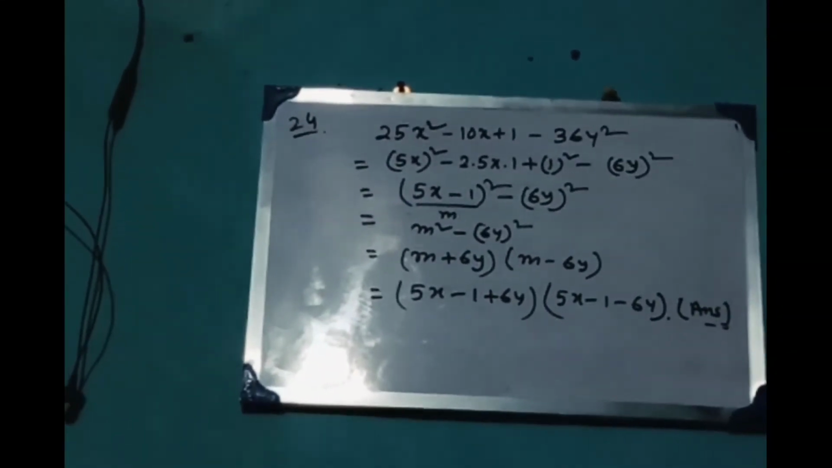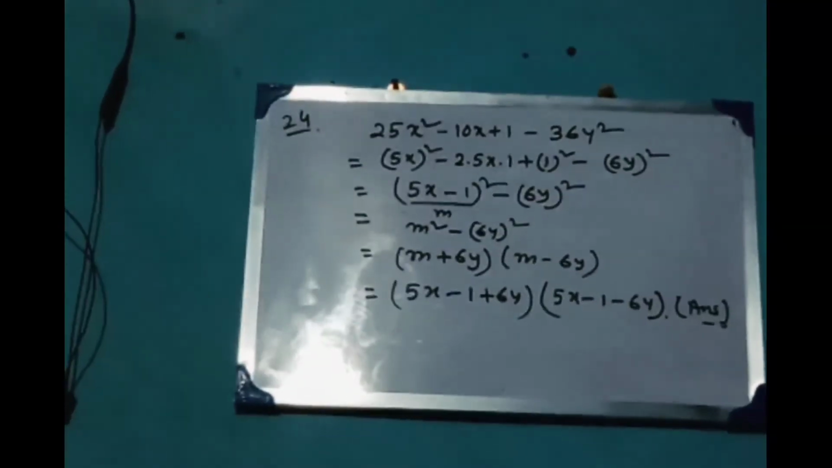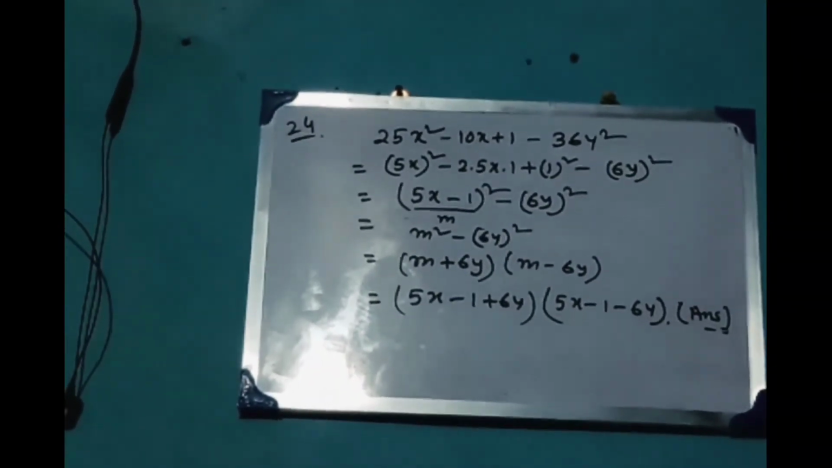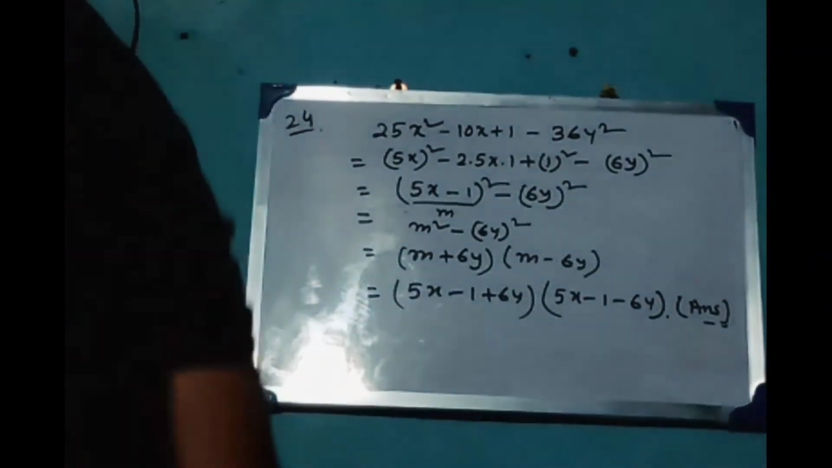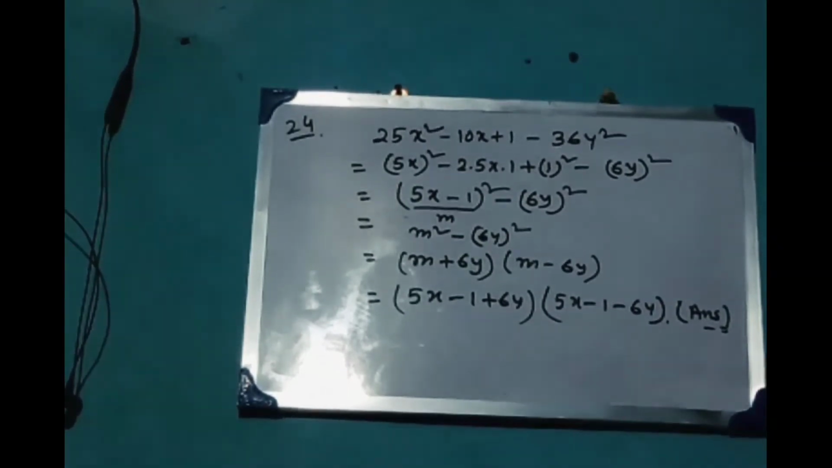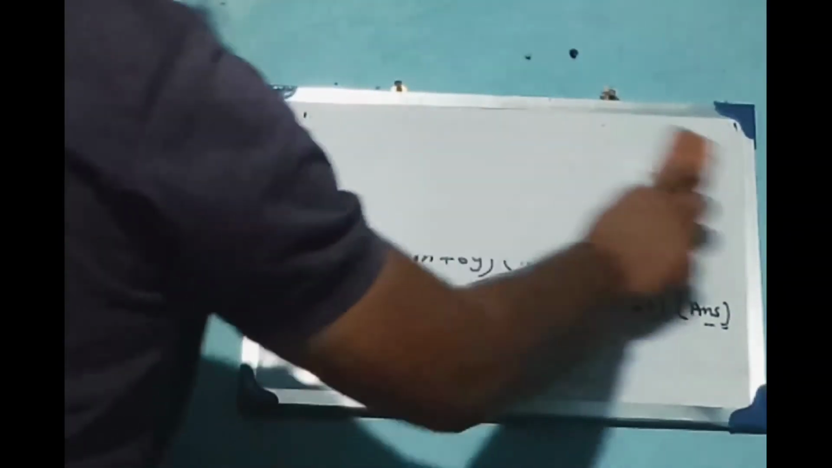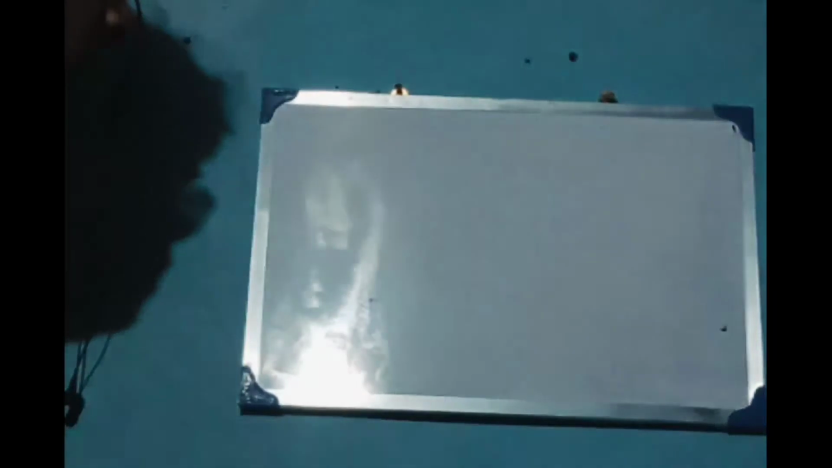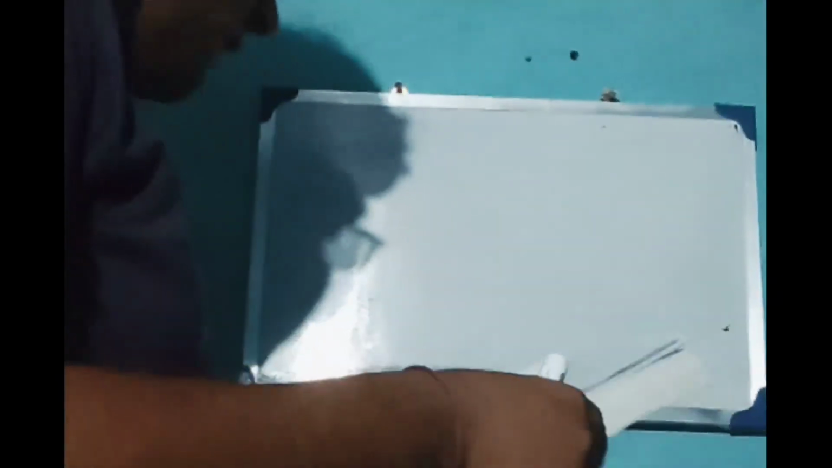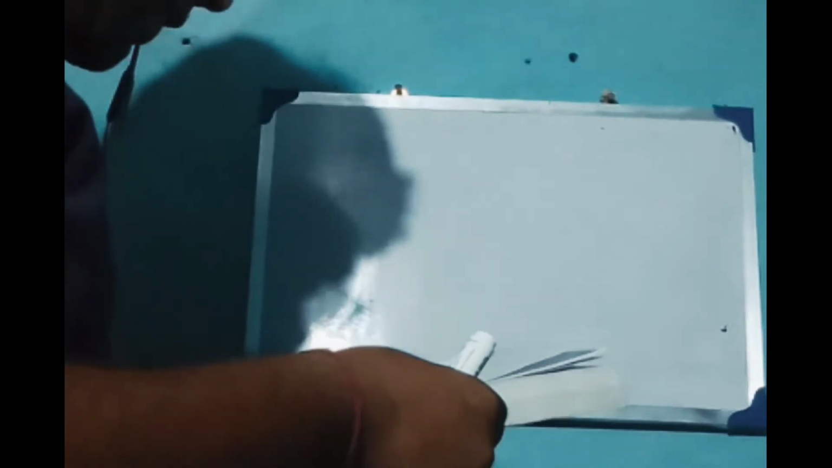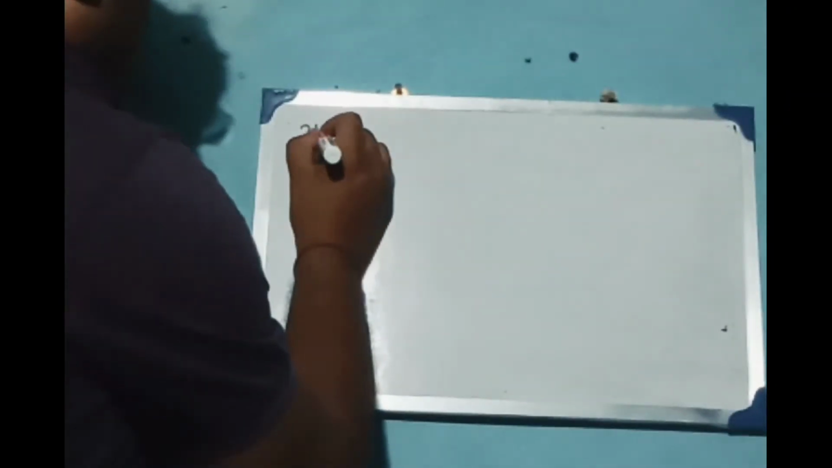Next, I am moving to another question. Question number 25. The hint for this question was also not given. Now in question number 25, it is also given.